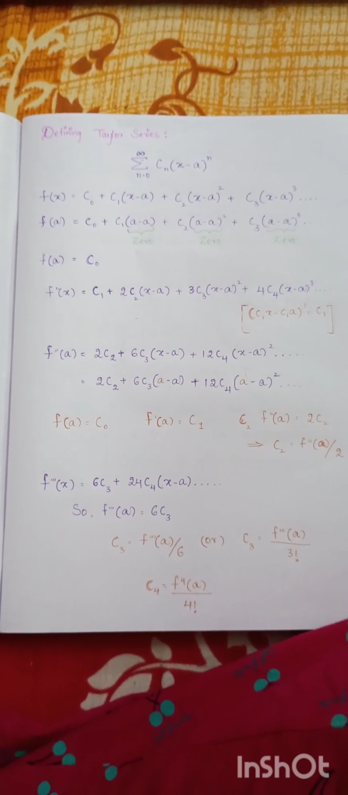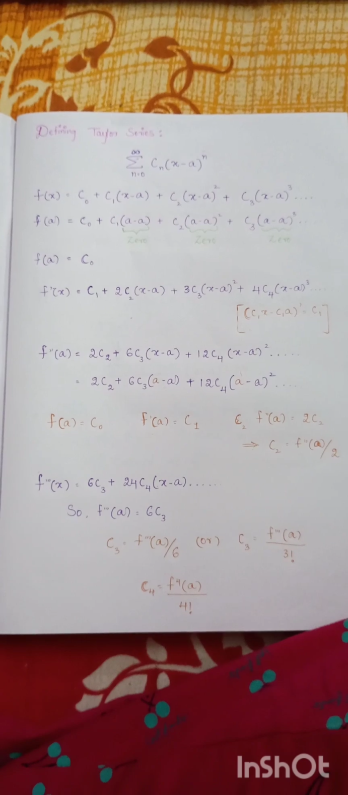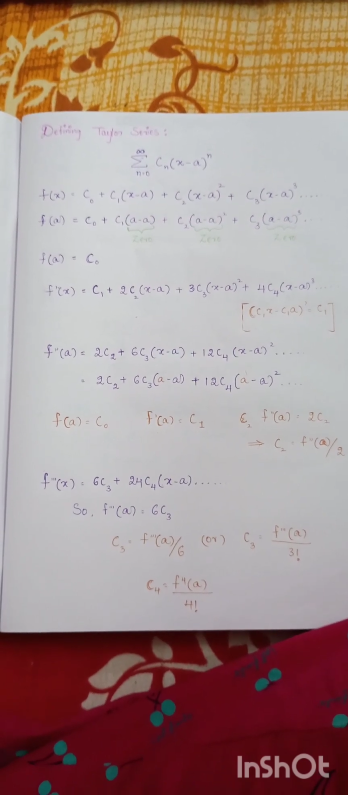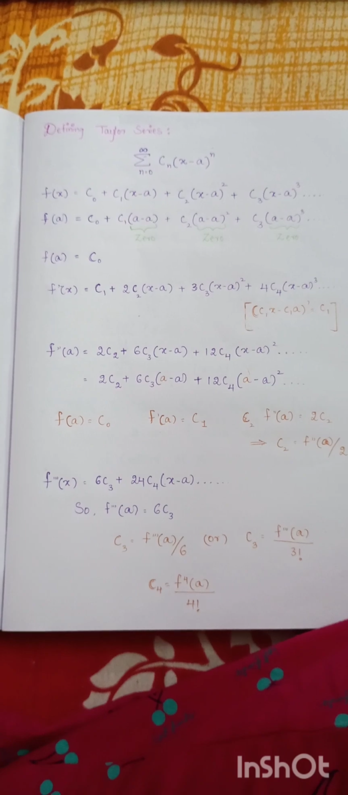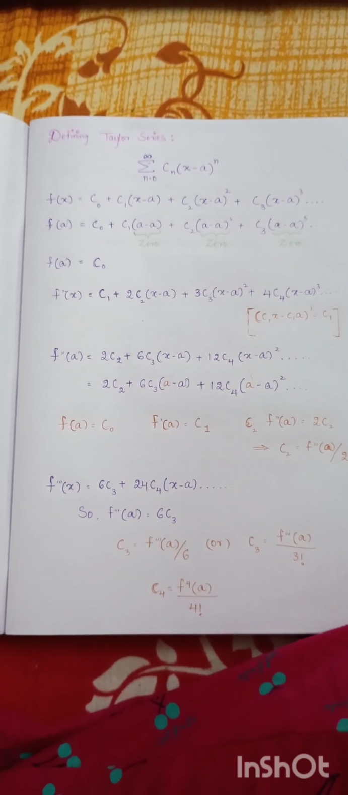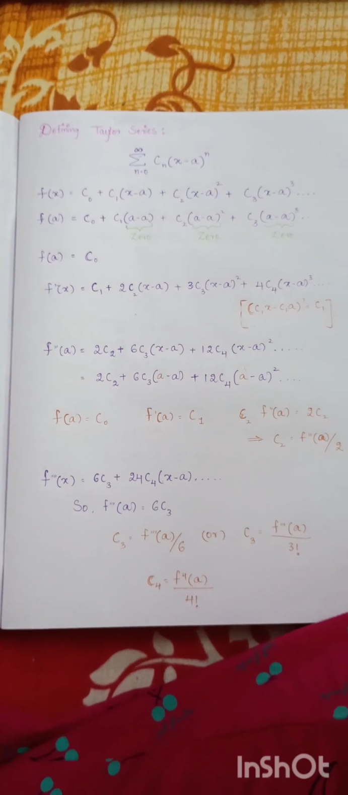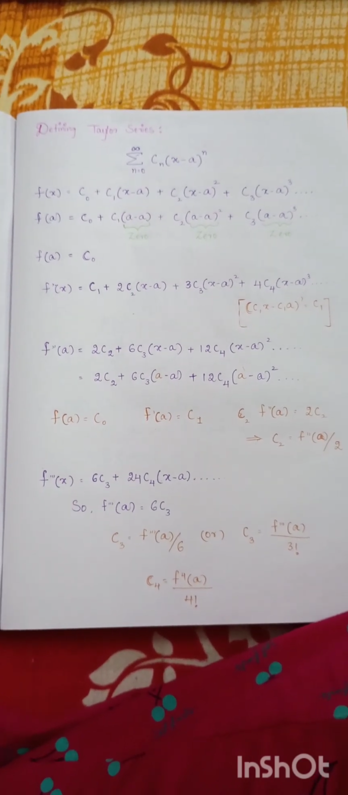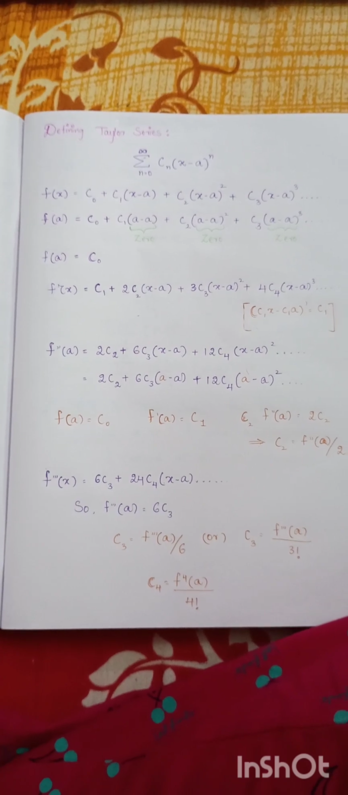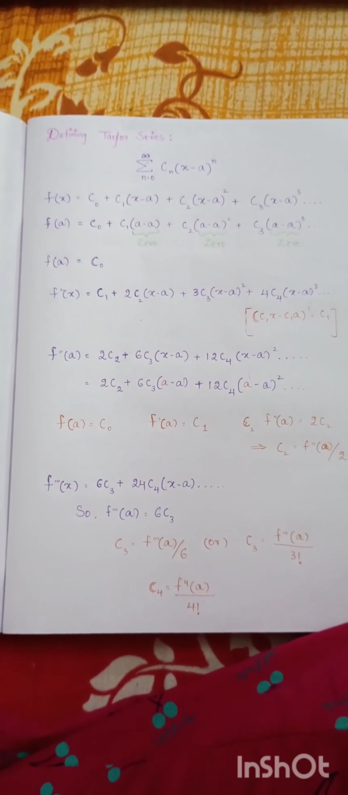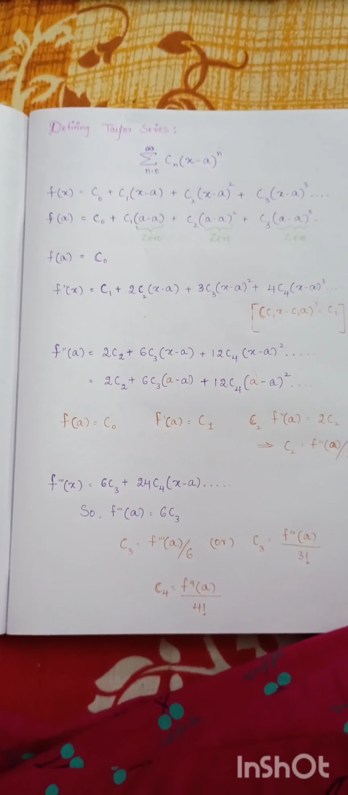By now, we might see a pattern, right? Taking the third derivative and plugging in a will give us f triple prime of a equals 6 c3, or c3 equals f triple prime of a over 6, which can also be expressed as 3 factorial. Plugging a into the fourth derivative of f will give us 24 c4, leaving that c4 equals the fourth derivative of f over 4 factorial.